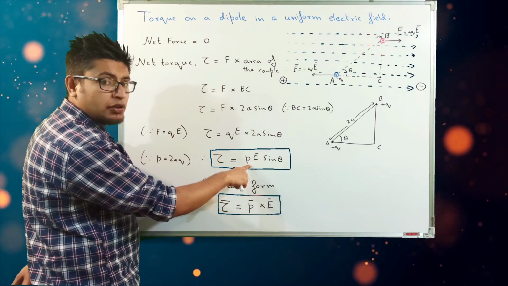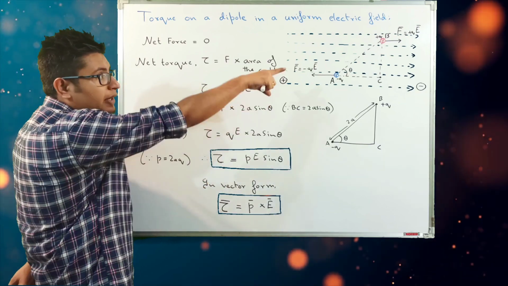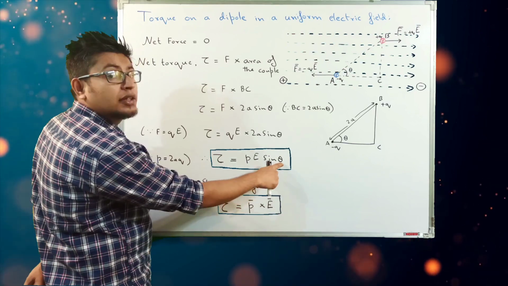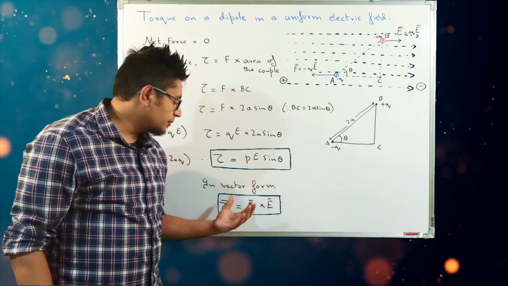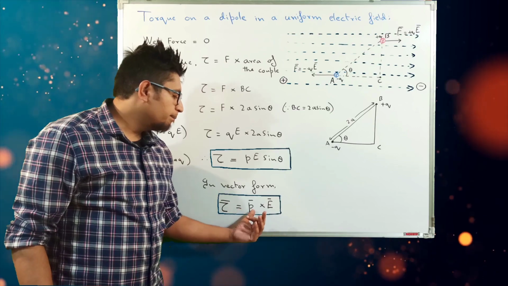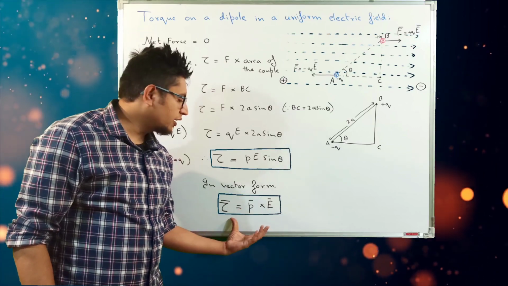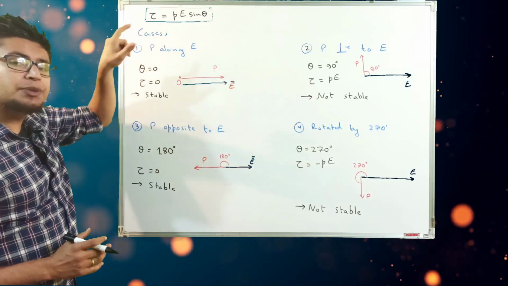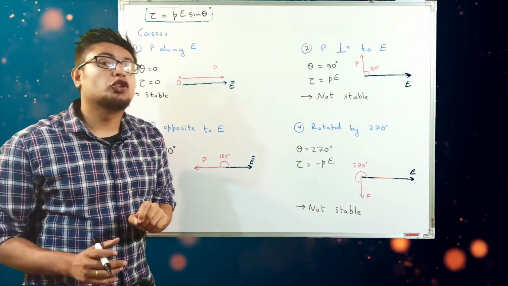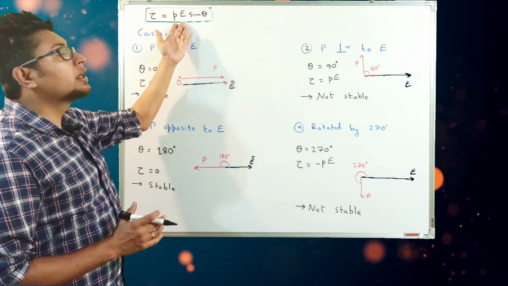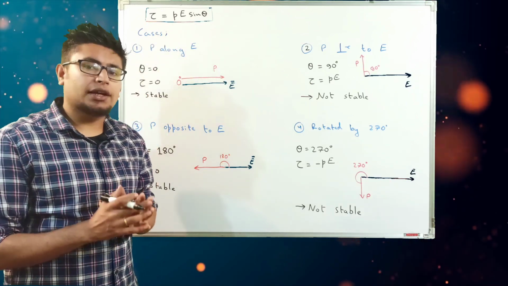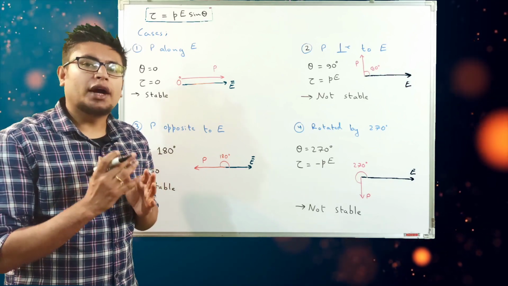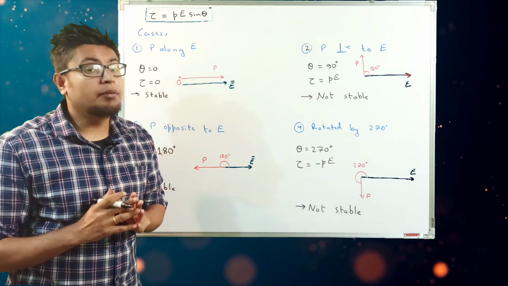Therefore, your final equation for the torque experienced by that dipole in a uniform electric field becomes PE sine of angle theta. On writing this equation in the vector form, it becomes tau is equal to P cross E. This is the vector form of this particular formula. This is the equation that we got for the torque experienced by the dipole in a uniform electric field. Now we are going to use this particular equation in order to analyze the various cases that the dipole is going to encounter while rotating in a uniform electric field.